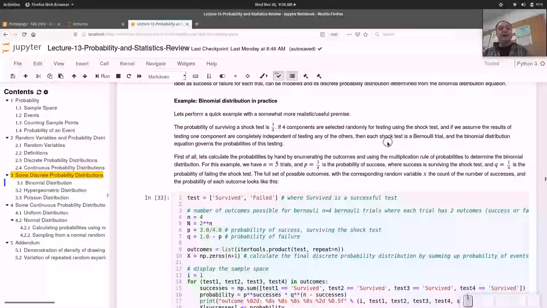So we can model what we would expect to see if we know, for example, what the probability of survival is. Here, the probability of surviving the test is going to be our success condition. So it's 3/4. We can ask, if we pick 4 components at random, what's the probability that 0 components would survive? It should be pretty low since they have a 3 out of 4 chance. Or what's the probability that all four components would survive, right?